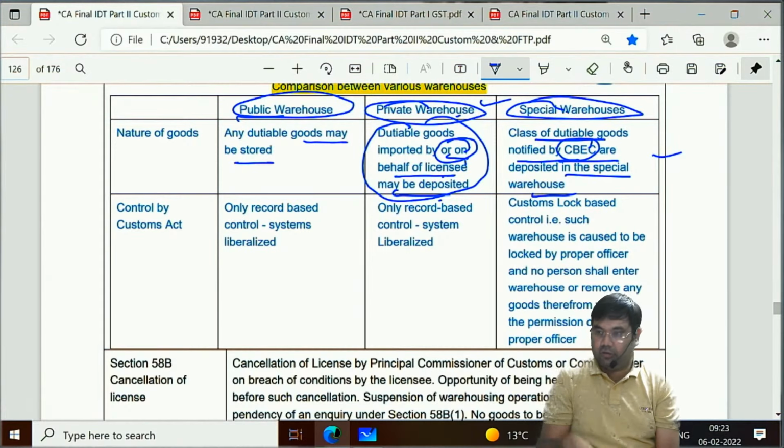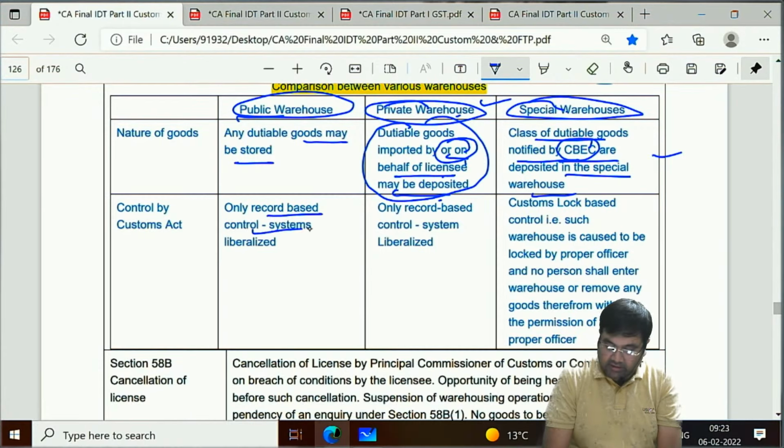So he's going to say, okay, this is the order, show me the order copy. He's going to deposit that goods. So such goods is going to be in the custody of licensee, whether public warehouse or private warehouse. Custom is going to have record based control that such goods are deposited in the warehouse.